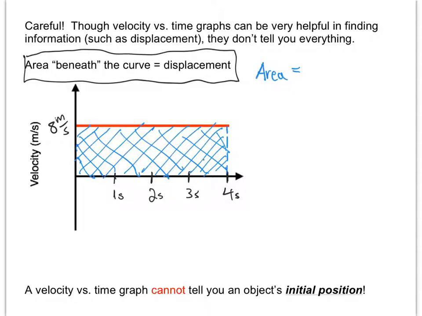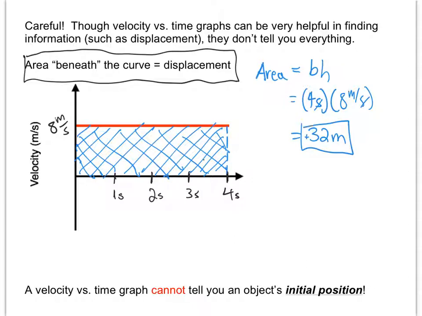Okay, so in order to do that, you want to find the area. It looks like a rectangle. So all we need to do is base times height. We have a base of 4 seconds, and the height of this rectangle is 8 meters per second. When we do this, we'll find that the seconds cancel out, and we have 4 times 8, which is 32 meters. Positive 32 meters.